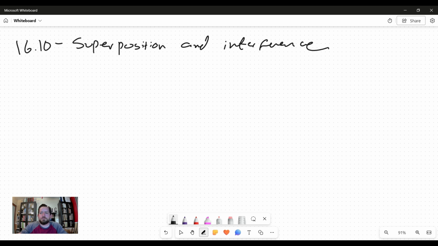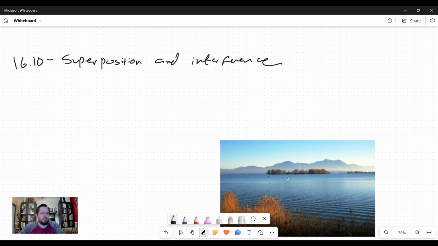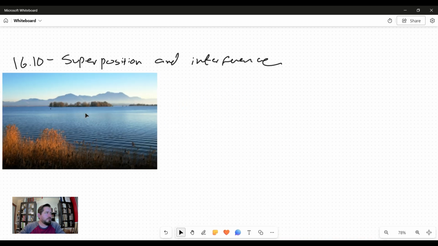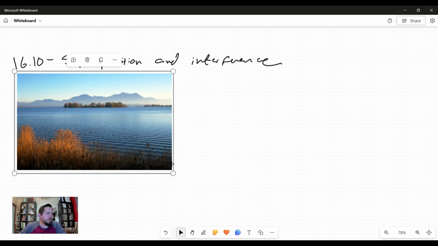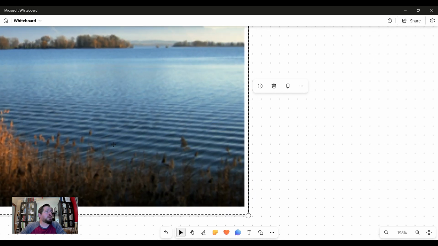So when two waves occupy the same space, they start getting a little bit weird. You can see maybe in this picture, if I zoom in, there's a crisscrossing pattern of these waves, where some waves are coming in from the top right to the bottom left, and the other ones are going from the left to the right.